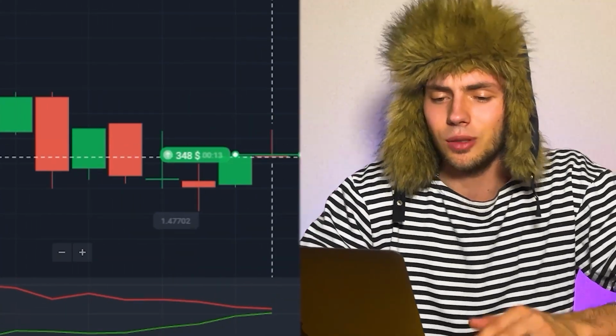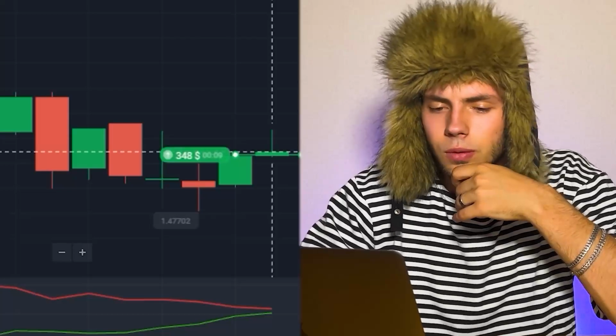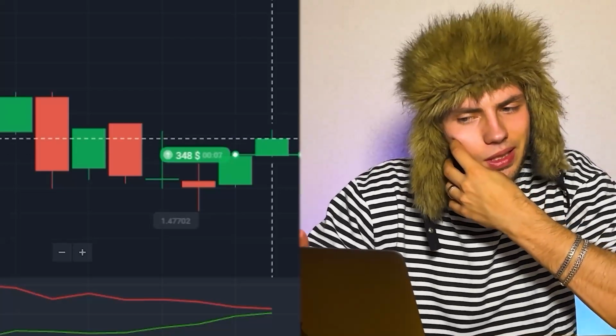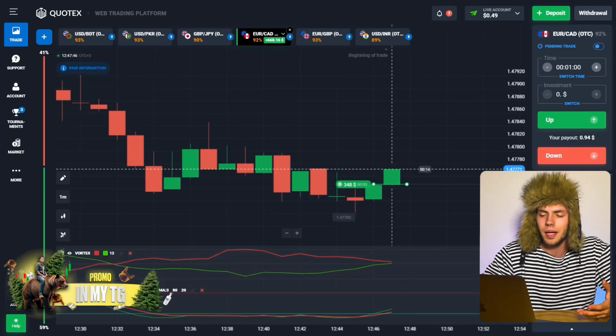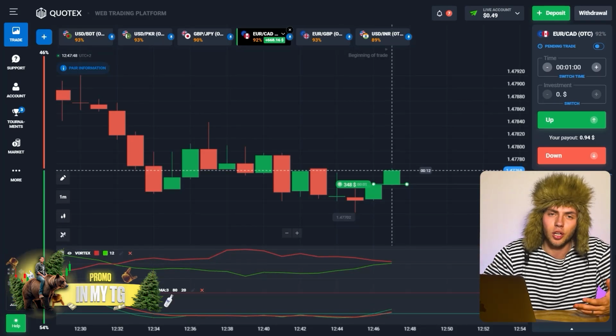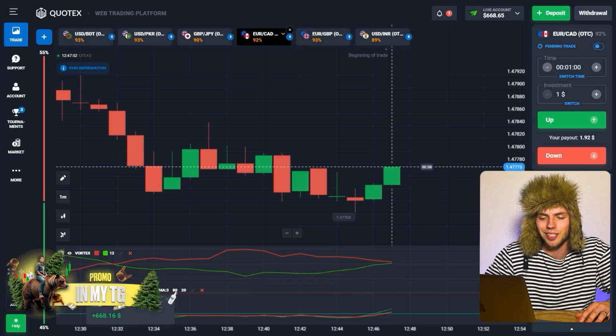Okay. Well, if you take a look at the stochastic oscillator, I can say that we were in such kind of oversold zone, but the situation is starting to change basically. Let's be a bit patient. Oh yeah, the trade is closed, 668. Already more than 10 times from the amount that we started with.